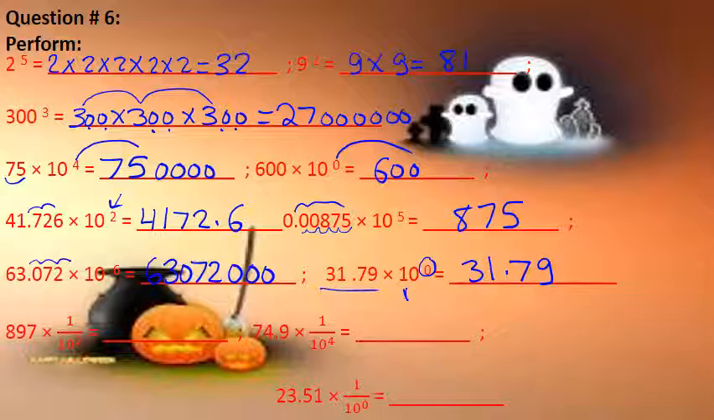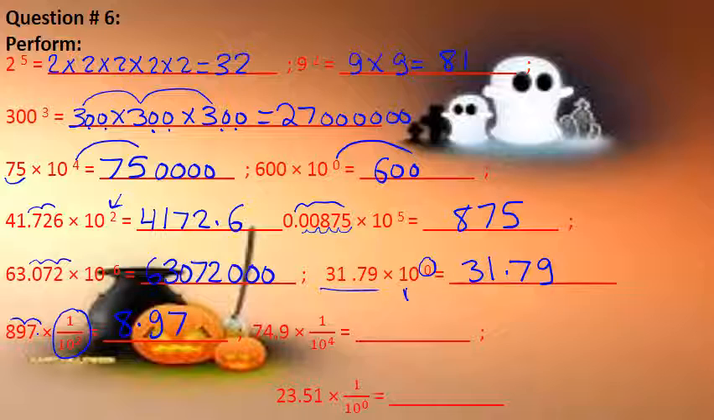Now 897 times 1 over 10 squared. Because we are multiplying by a fraction of a power of 10, we should move the point. Here it's a whole number, so the point is before all the digits. We should move it to the left as the exponent of the power of 10. So it will be 8.97.